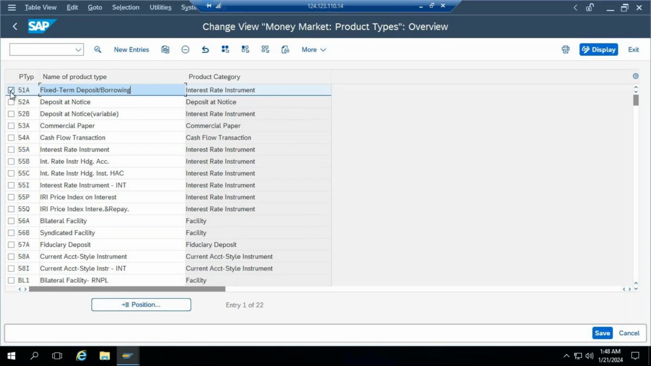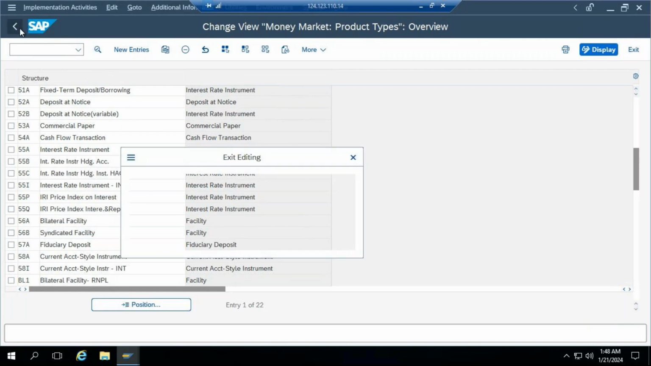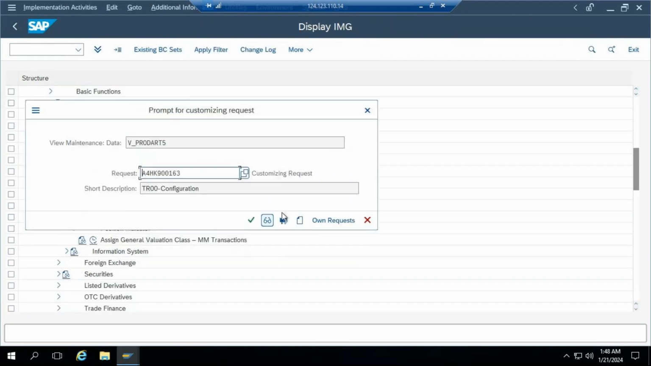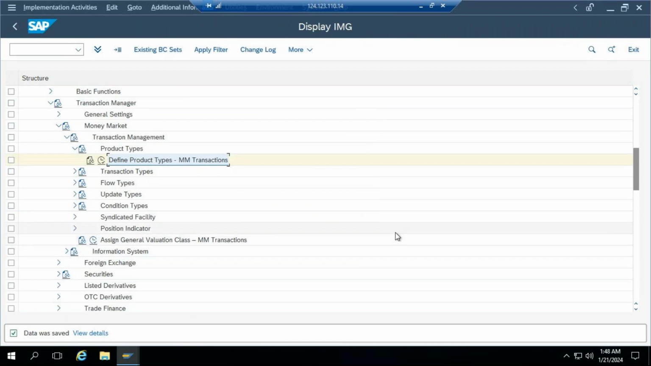Fixed deposits, deposit at notice, commercial paper, right? Bilateral facilities, syndicated facilities, fiduciary deposits. Now, a fiduciary deposit is a different kind of deposit where an agent comes into the picture. They will take the money from you and deposit it to a bank. So remember, all these financial instruments are mapped to different product types. So product type is nothing but different financial instruments.